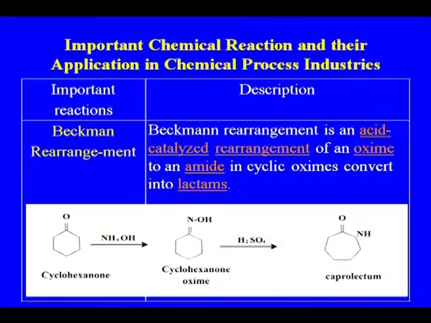Beckmann rearrangement is one of the very important reactions, especially in the manufacture of caprolactam. In the process of making caprolactam from cyclohexane, the last step is the Beckmann rearrangement, the acid catalyzed rearrangement of an oxime to an amide, where a cyclic oxime converts into lactams, that is the caprolactam that we are getting. So, this is the reaction which takes place in the caprolactam manufacture.